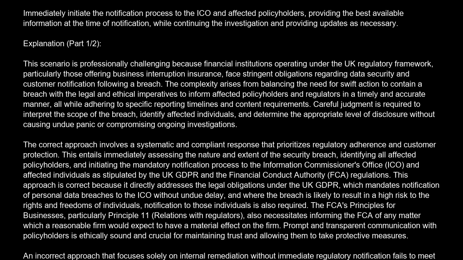The FCA's principles for businesses, particularly Principle 11, Relations with Regulators, also necessitates informing the FCA of any matter which a reasonable firm would expect to have a material effect on the firm. Prompt and transparent communication with policyholders is ethically sound and crucial for maintaining trust and allowing them to take protective measures. An incorrect approach that focuses solely on internal remediation without immediate regulatory notification fails to meet the legal requirements of the UK GDPR and the FCA.